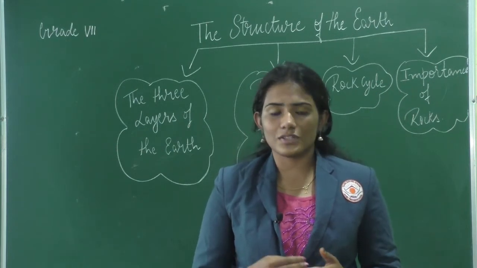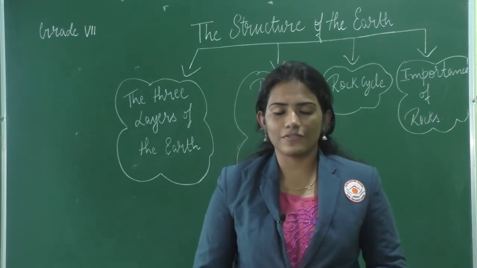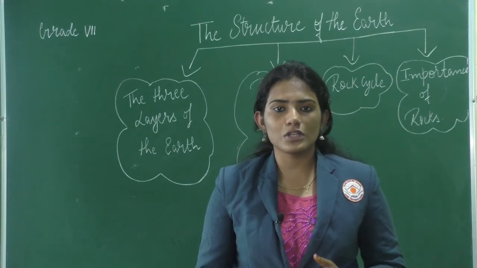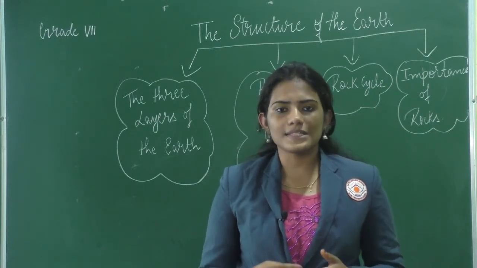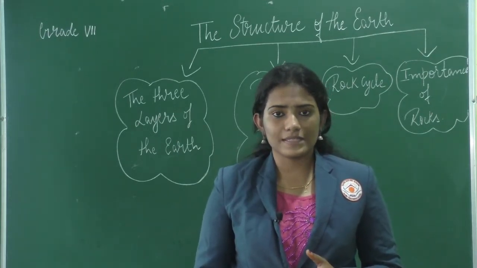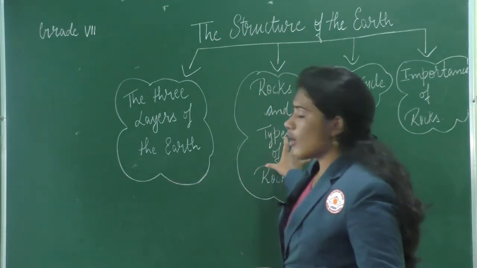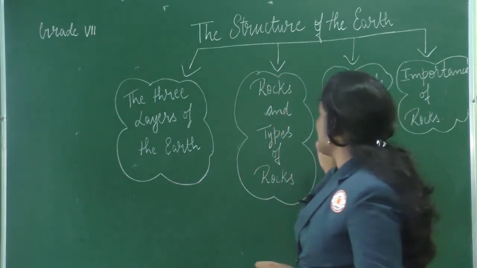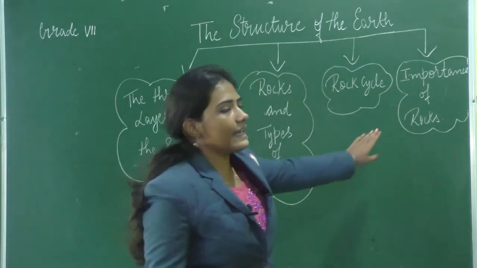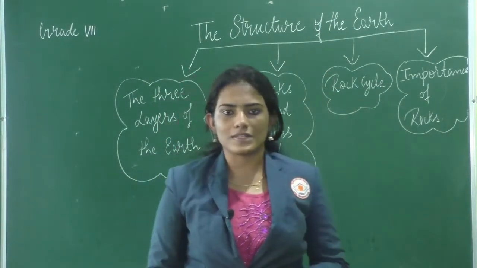Today we will discuss chapter 2 in geography, that is the structure of the earth. Under this chapter we will be discussing the three layers of the earth, rocks and types of rocks, rock cycle, and lastly the importance of rocks.